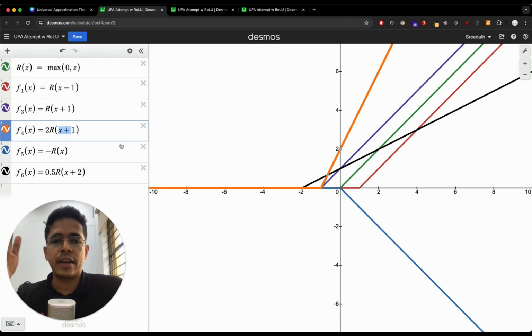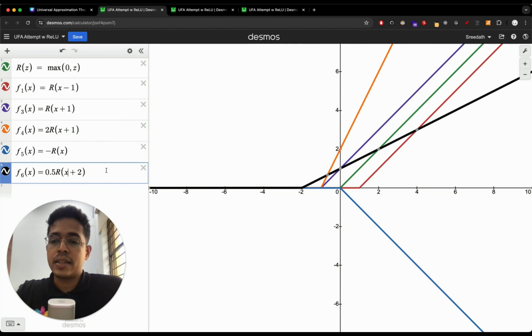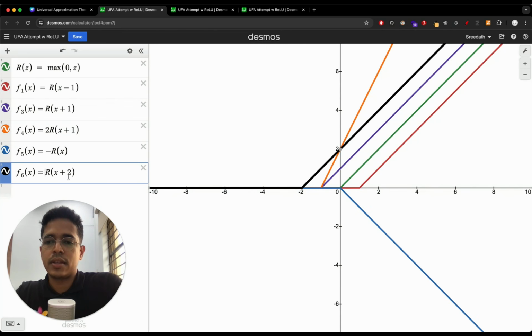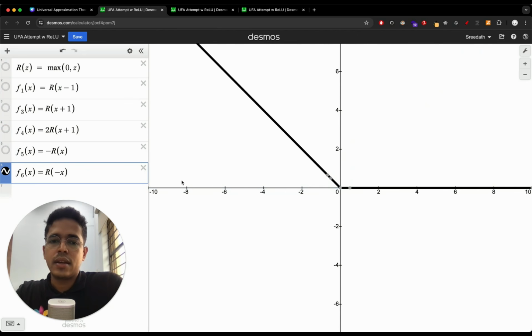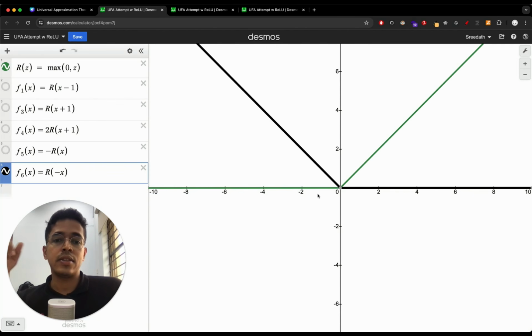We can shift it, we can flip it downward. We can also have a ReLU whose definition is something like ReLU of minus x. So let's plot that. ReLU of minus x, how would this look? Let me not plot anything else. You can see that it's a mirror image of ReLU of x, but this time the mirror is not the x-axis, the mirror is the y-axis.